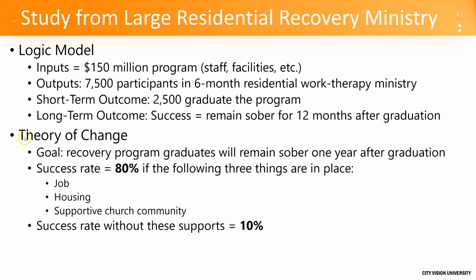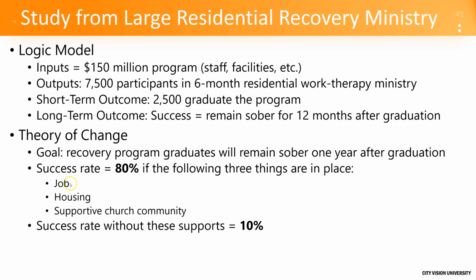Now, their theory of change, what was interesting is they actually used data to try to figure out what is needed for success, because the City 8 model has a lot of steps. They broke it down even more simply. What they found, and they tested this, is that 80% will remain sober for 12 months, which is a phenomenal rate, to be honest.